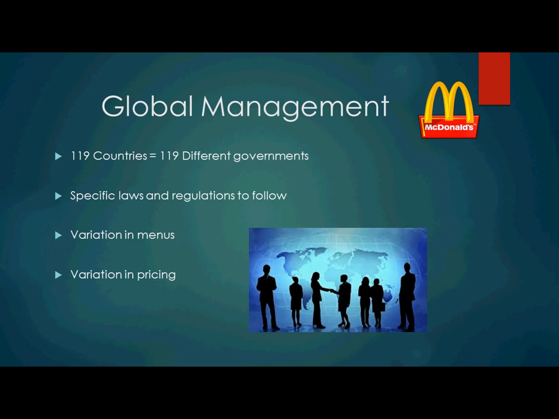119 countries is equal to 119 different governments. So, as you may know, there are a lot of laws and regulations to follow, and in each country they have to respect the laws and rules that are implemented there. So they cannot act in the United States as they would like in China, for example, because the governments don't allow the same thing and don't have the same laws. So it wouldn't work.